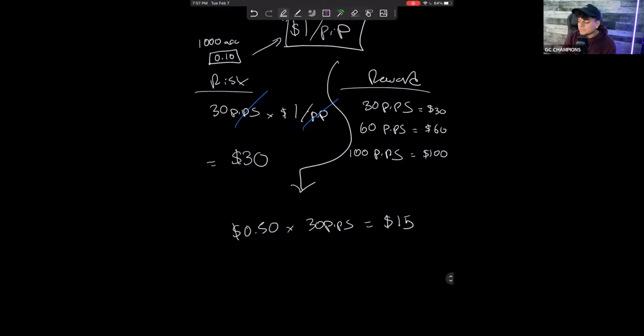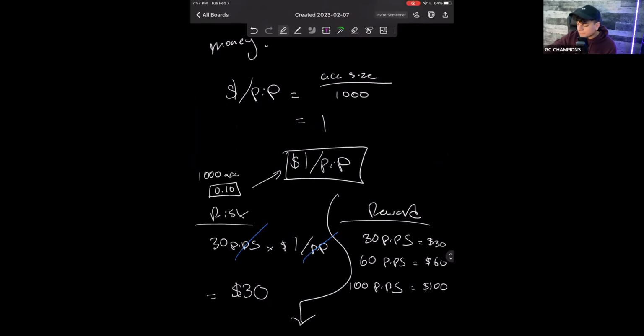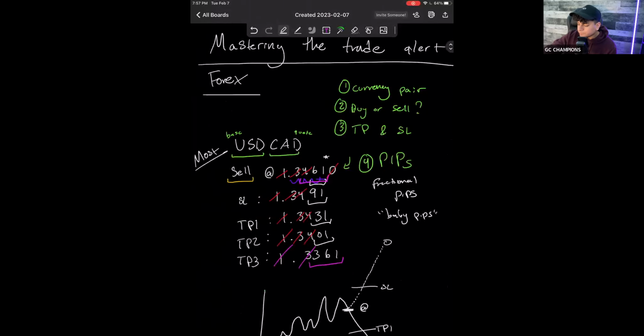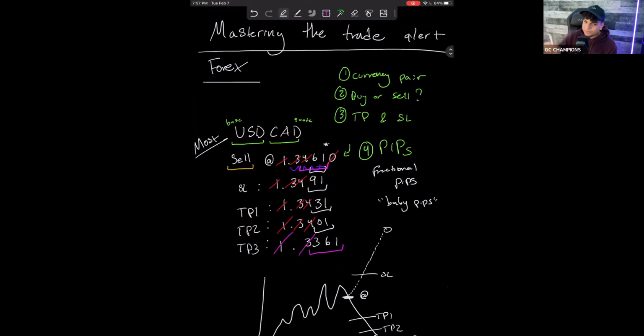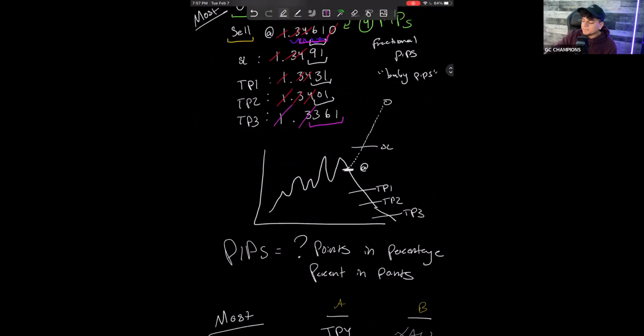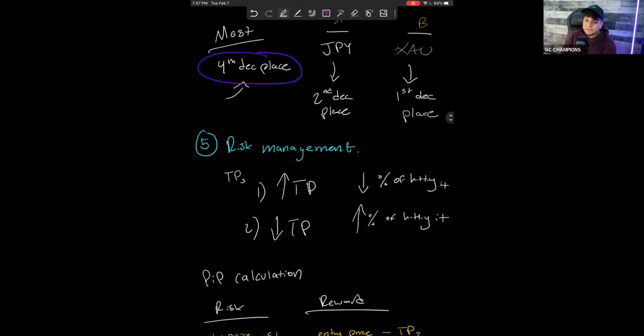So now that we finished all of that, we're going to recap again. Let's go back to the beginning. Step number 1, look at the currency pair, figure out what it is. Step number 2, am I buying or am I selling? Step number 3, I have take profit numbers and stop loss numbers. These are what they are. Step number 4 is look at the pips. Using the pips, go to step number 5 and calculate your risk management. I know if I have a higher take profit, there's a lower chance of hitting it. If there's a lower take profit, it's a higher chance of hitting it.